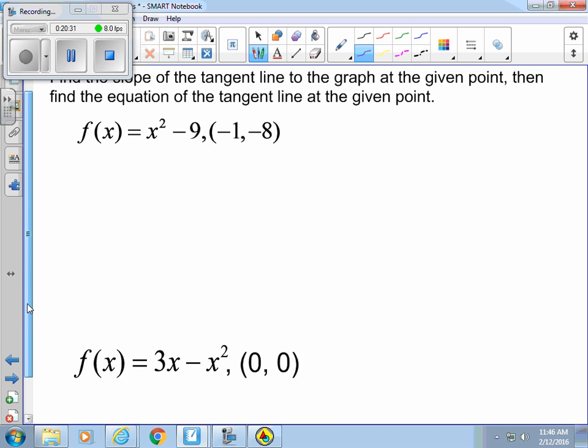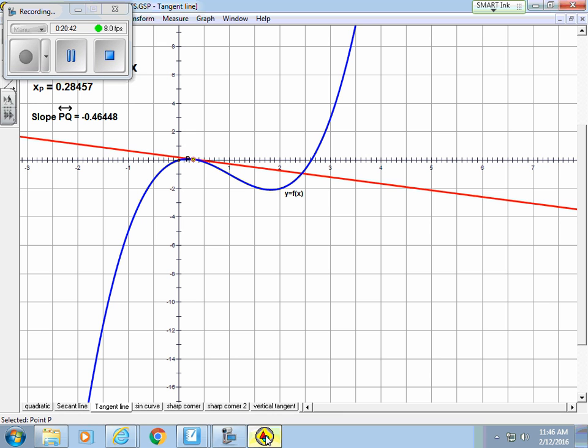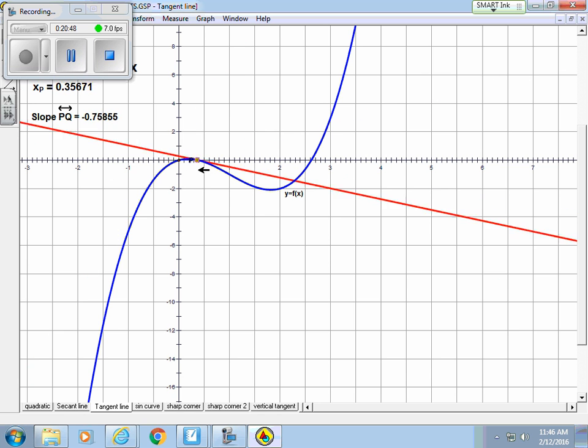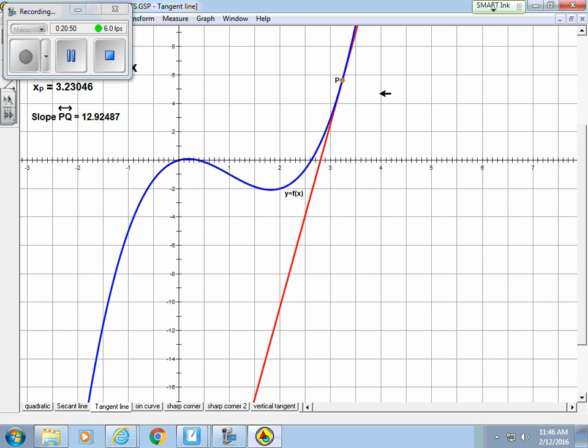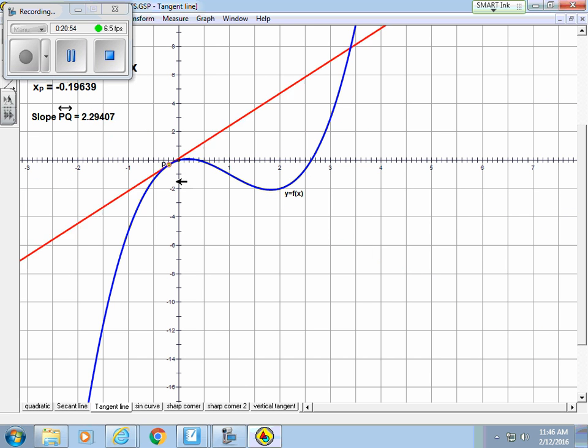Okay, next question. Find the slope of the tangent line to the graph at the given point and then find the equation of a tangent line. Well, let's go back to this picture. Talk about what a tangent line is. A tangent line is the line that just touches this curve at one point. The slope of the tangent line is the derivative.